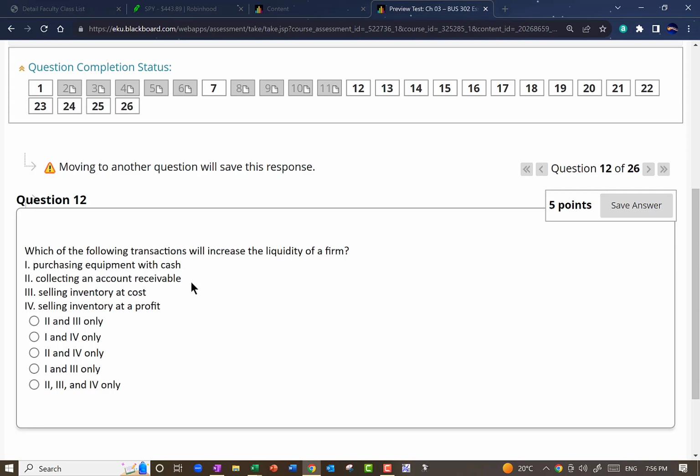It would increase because you get cash. It's more liquid than accounts receivable. So 2 should be there. Selling inventory at cost? Yeah, inventory is less liquid. Selling inventory at a profit, definitely. So 2, 3, 4.